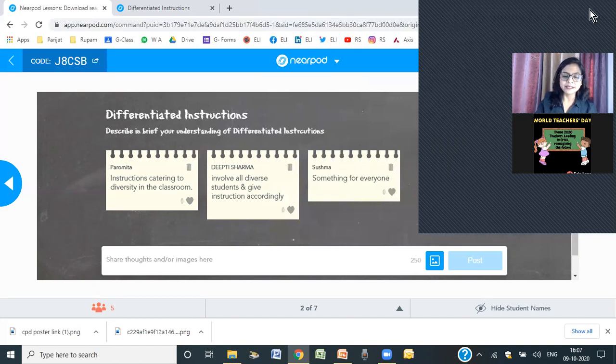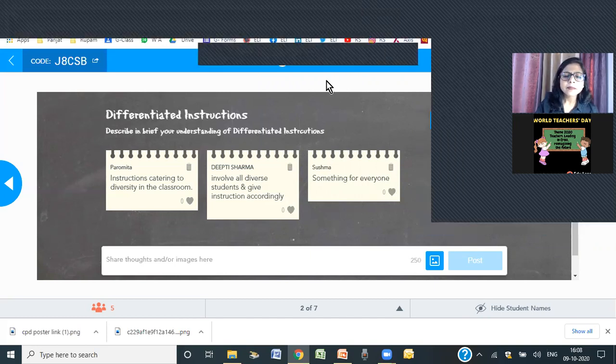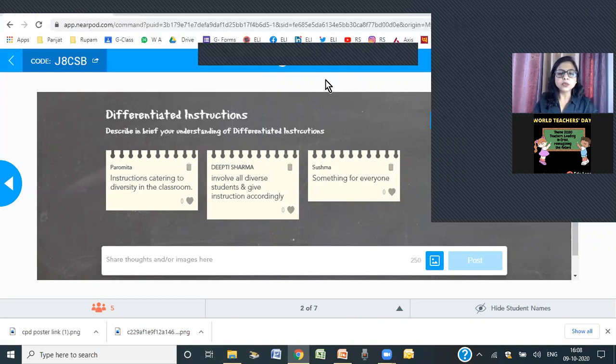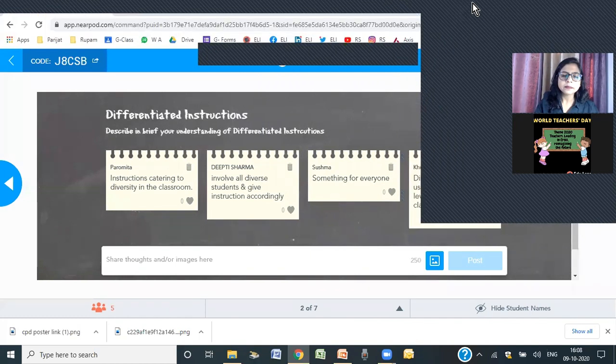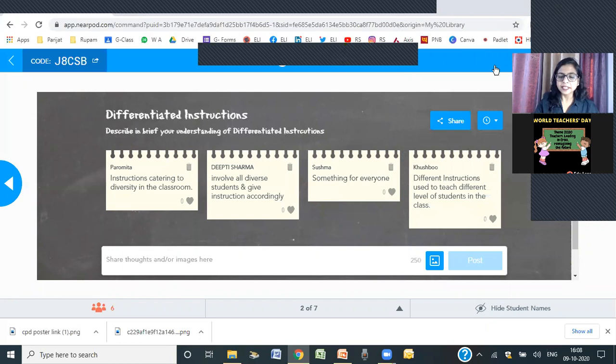Something for everyone, Sushma ji, absolutely. Something suitable for everyone inside the class. Who is Tungabhadra Rani? This name has not registered with me. Anyone in the group who knows Tungabhadra Rani? Okay. All right. Khushbu writes, different instructions used to teach different level of students in the class. Okay. Correct.